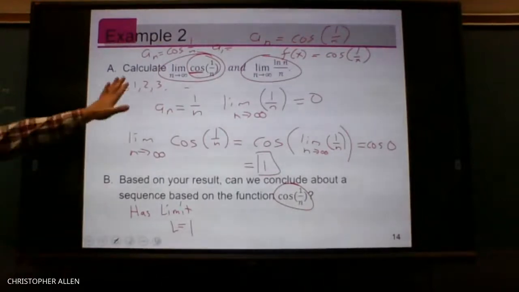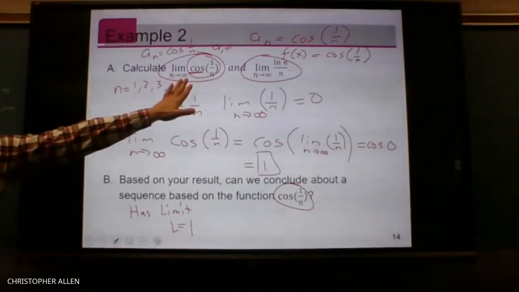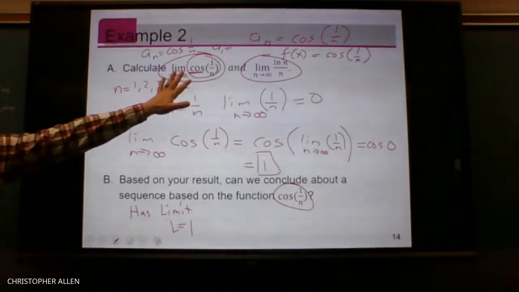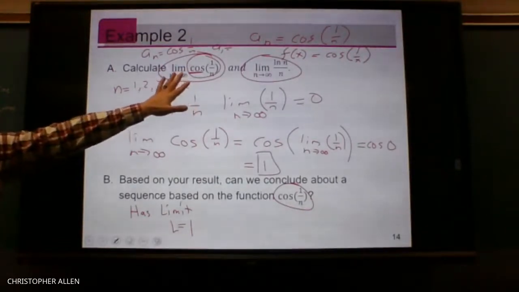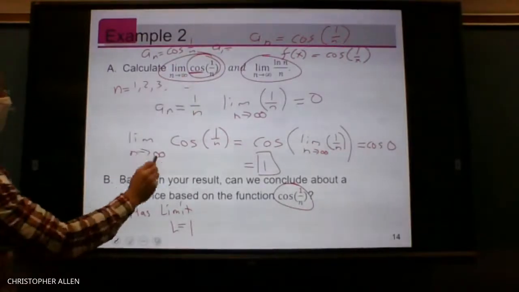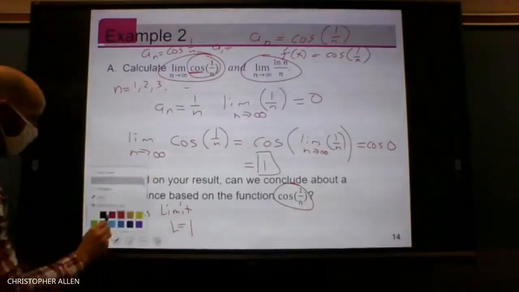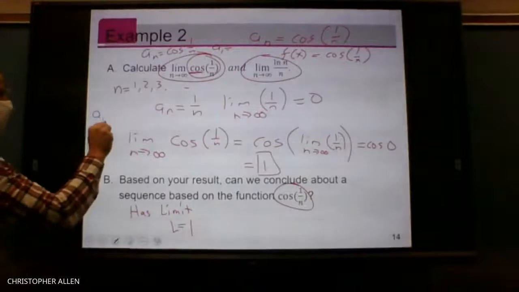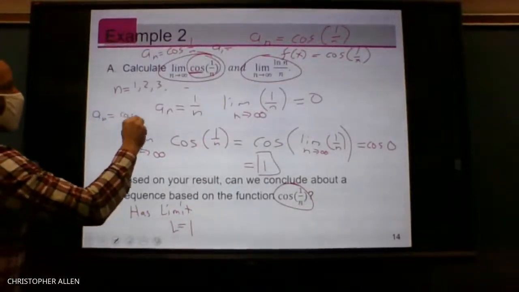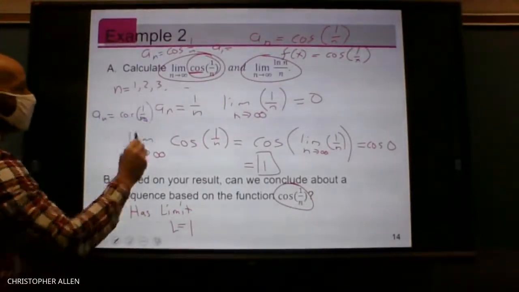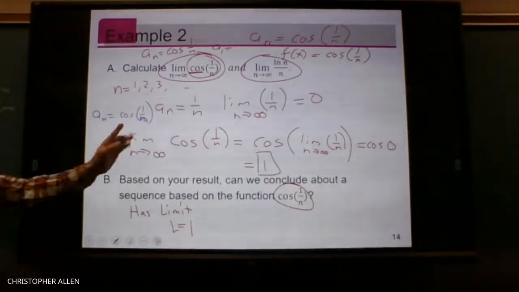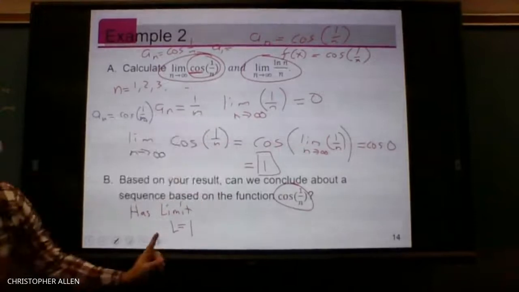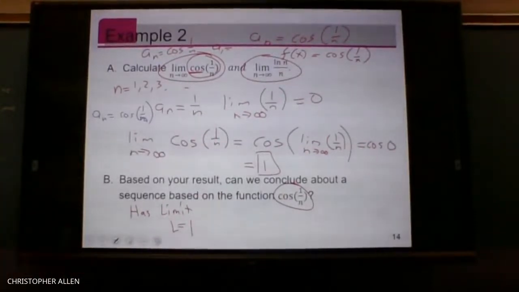So notice that this problem actually didn't specifically start out by saying, hey, there's a sequence, a sub n equaling cosine 1 over n. But if I said a sub n is equal to the cosine of 1 over n, not 1 over 2, and this is the sequence we're dealing with, based on this work I did right here, I can conclude that the limit of that sequence is 1. Yes? Does that mean it converges?